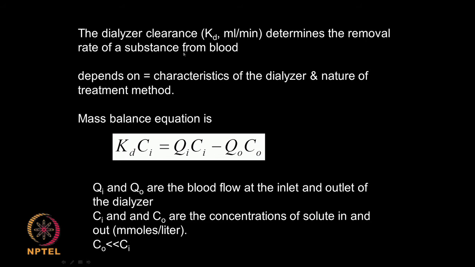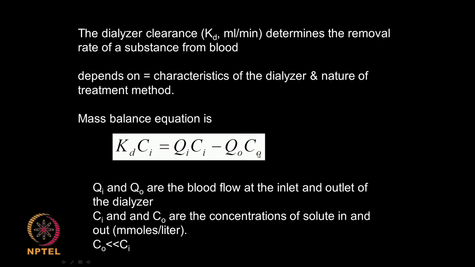So, the dialysis clearance, that is Kd, in ml per minute, determines the removal rate of a substance from the blood. It depends on characteristics of the dialyser, nature of the treatment method and so on. So, we can do a mass balance here. Ci is the concentration of the solute coming in, C naught is the concentration going out, and Qi and Q naught are the blood flow at the inlet and the outlet. The difference is what is getting transferred, that is Kd into Ci.